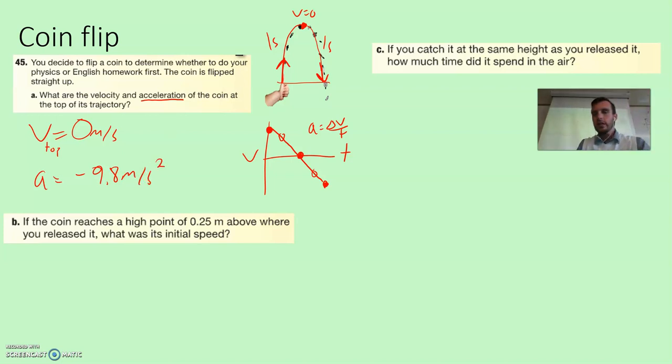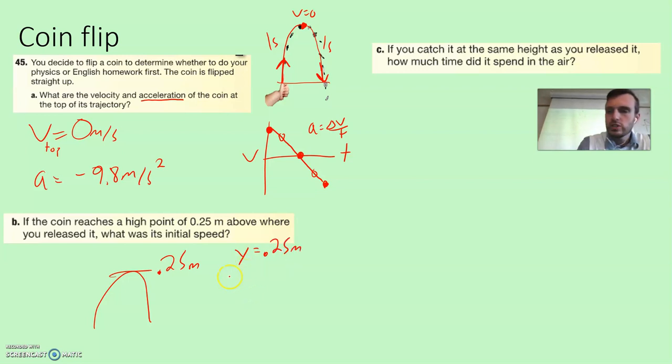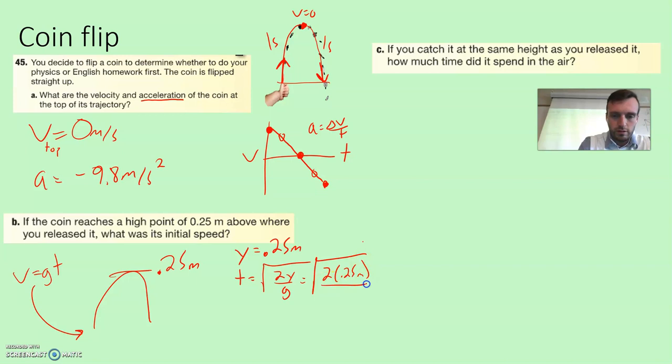Let's look at the numbers in the equations here. If the coin reaches a high point of 0.25 meters above where you released it, what was its initial speed? It's a little tricky here. Okay, so what do we know? We know that y equals 0.25 meters, which we can use to get time. And you may say, well, why are you getting time, Mr. Simkins? Well, we know that v equals gt, so I can use that to get the velocity at the bottom, but I don't know time yet. So let's use square root of 2y over g to get time. Let's do square root of 2 times 0.25 meters over 9.8 meters per second squared.